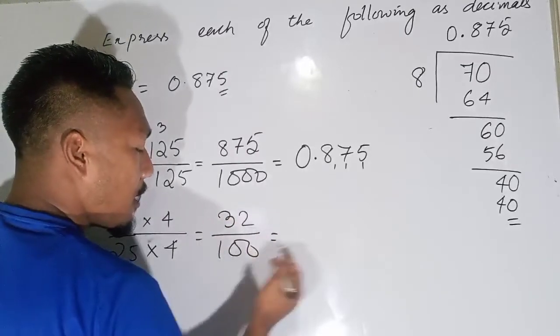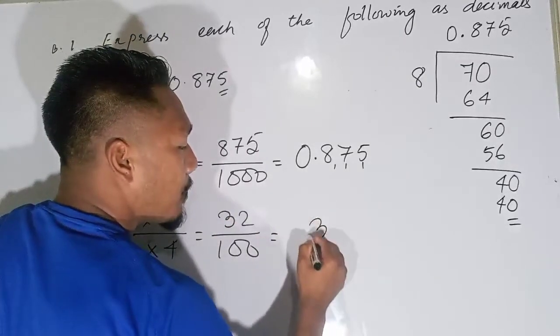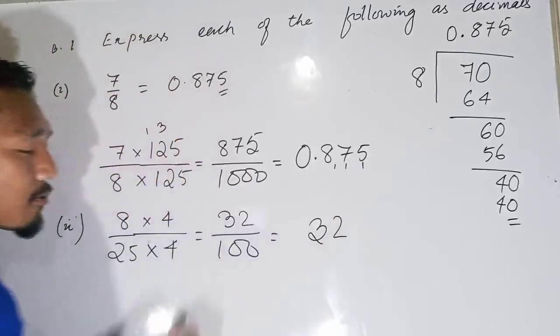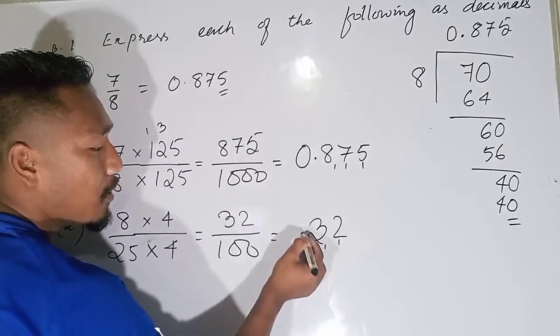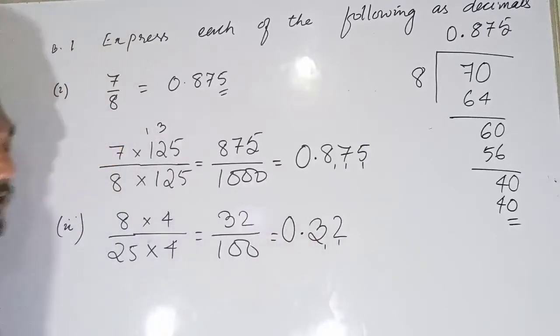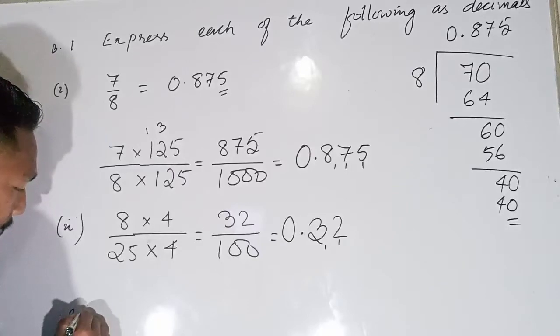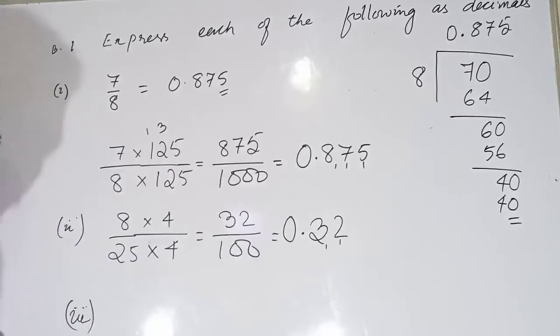So after how many zeros? Whatever number is here, you write it the same. How many zeros do we have? Two zeros. That means from the back side we count 1, 2. Then put the point here, and then we will put the 0 here. So 0.32. Similarly, number 3, I'm sorry.